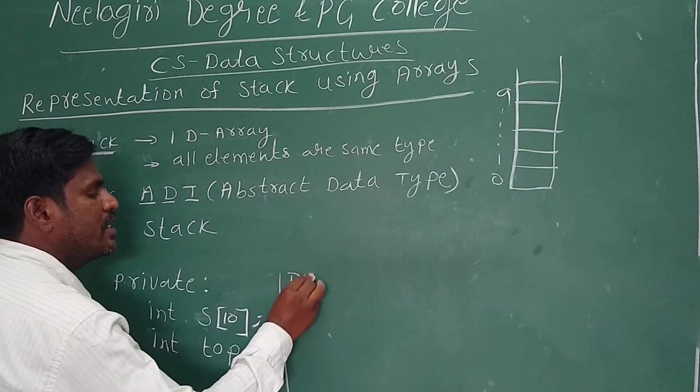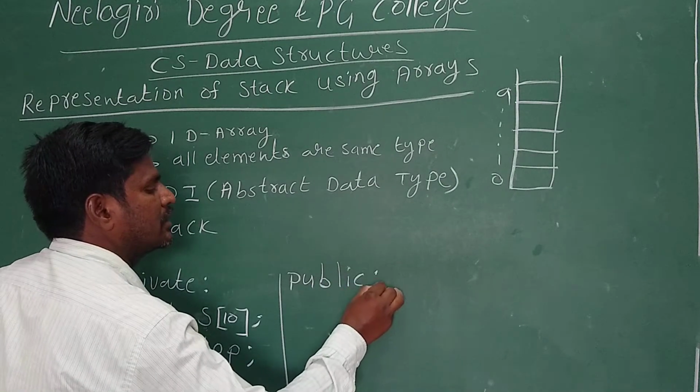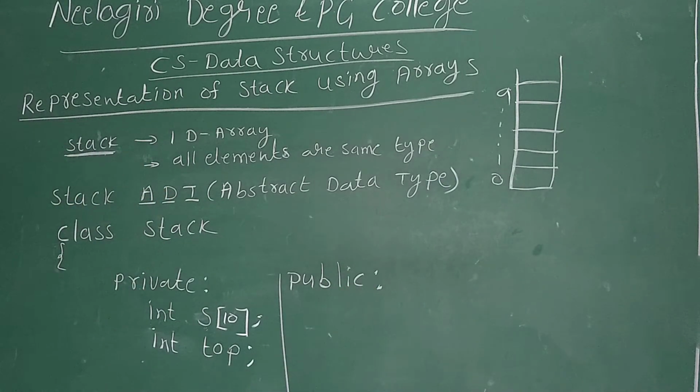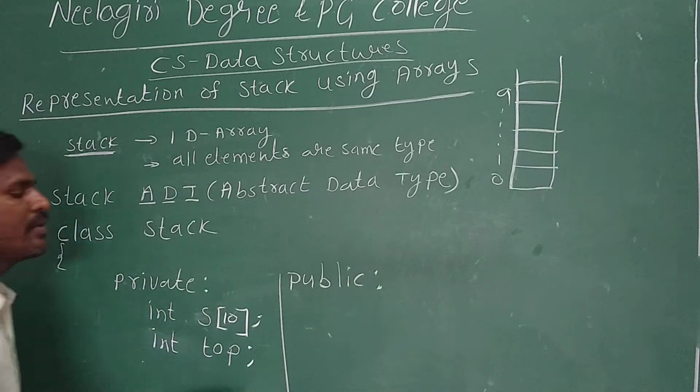Next, we need some operations to be performed on this stack. We need to perform some operations on these two variables. What operations can we perform?